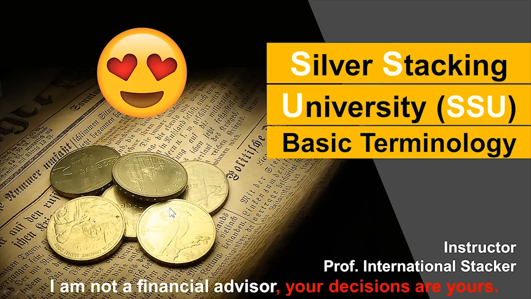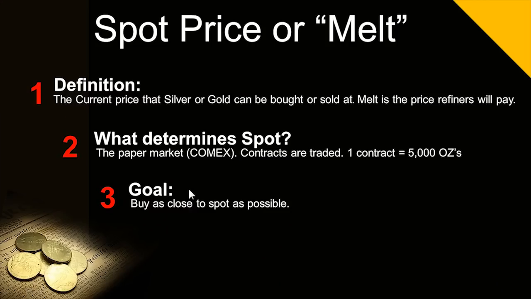Let's continue. So the number one thing you're going to need to know when you get into silver stacking or even gold stacking is what spot price is and what melt is. Basically, spot price is the current price that silver or gold is at that point in time. It's what it can be bought at and what it can be sold at, okay?